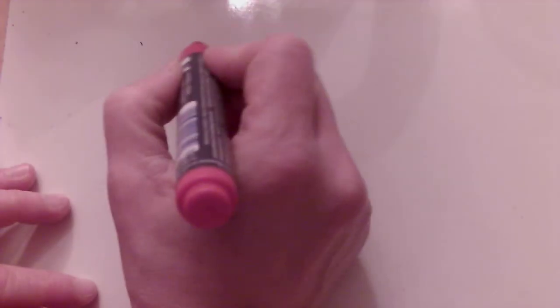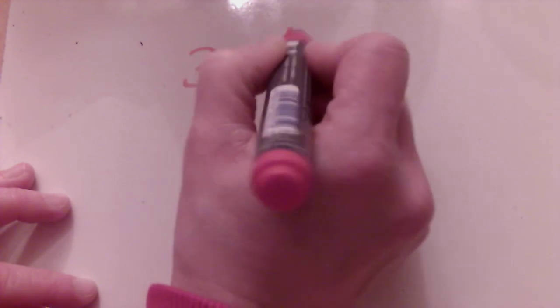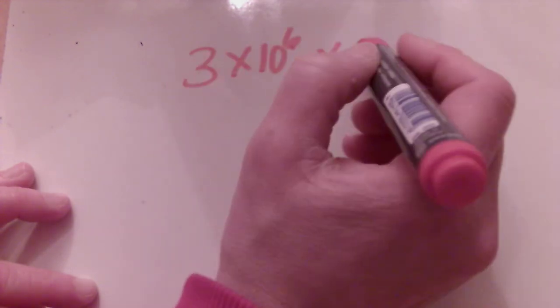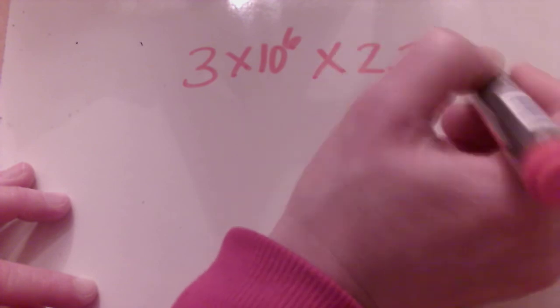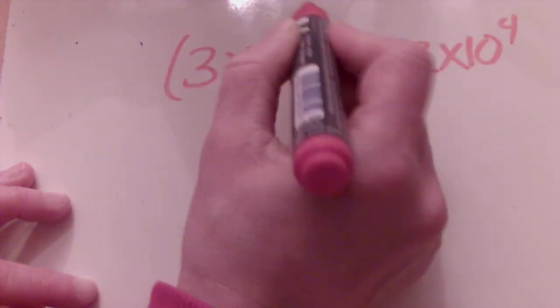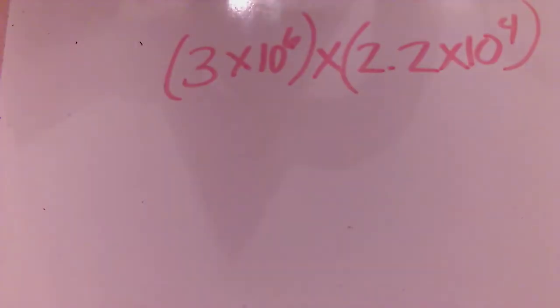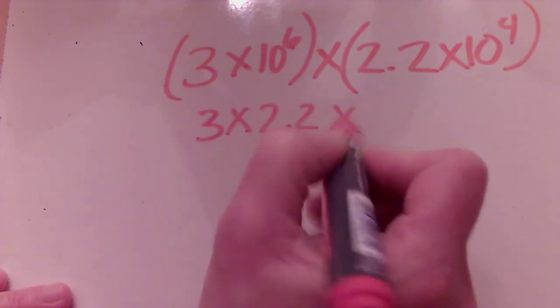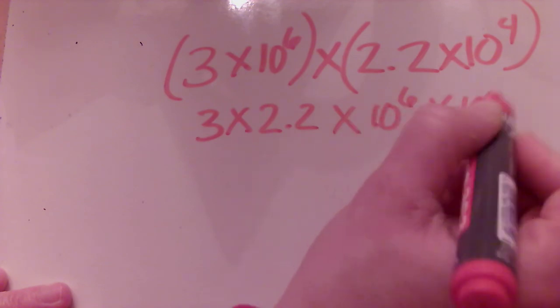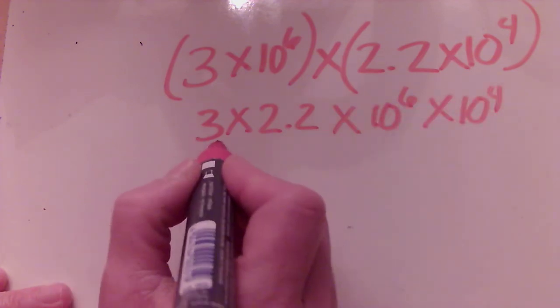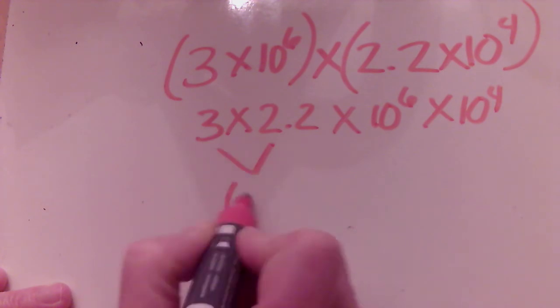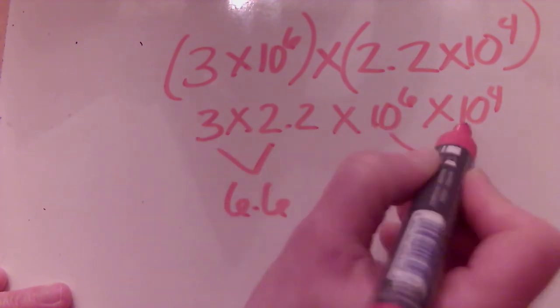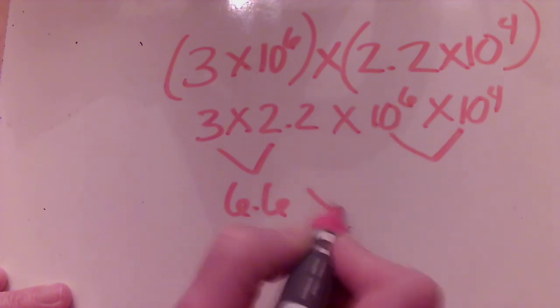So for instance, if you were trying to multiply something like 3 times 10 to the 6th times 2.2 times 10 to the fourth, and if these were two separate numbers in scientific notation, even though these are in parentheses, it's actually all still multiplication. And so I can rearrange this to be 3 times 2.2 times 10 to the sixth times 10 to the fourth, which really just is as simple as multiplying 3 times 2.2 and getting 6.6, and multiplying 10 to the sixth times 10 to the fourth, which is 10 to the 10th.